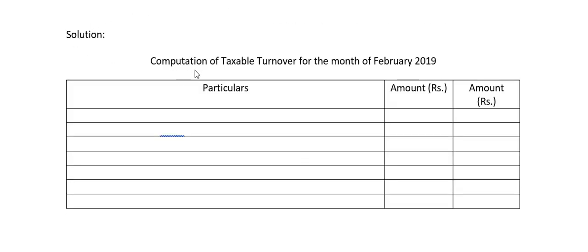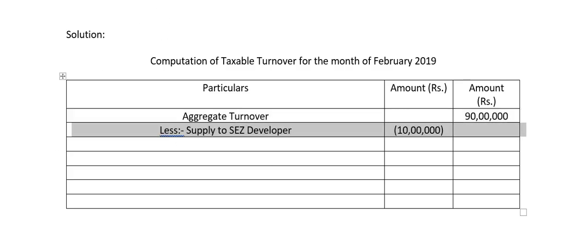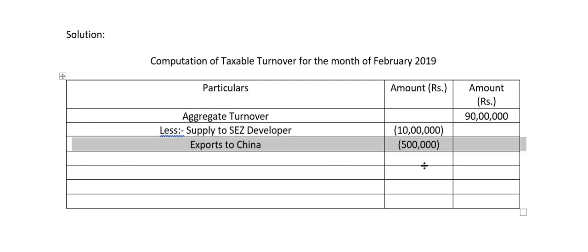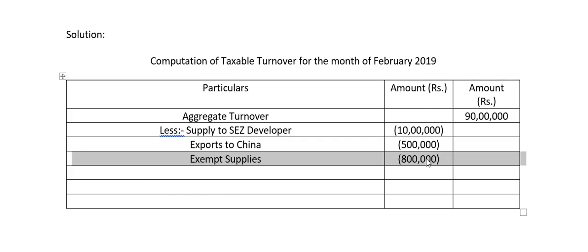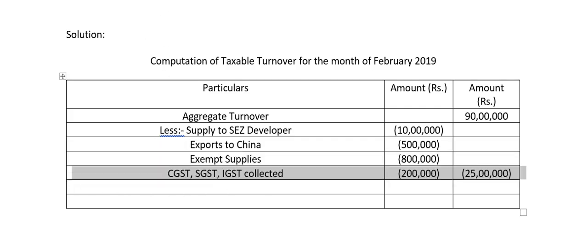We are finding out the computation of taxable turnover for the month of February 2019. First, we will take the aggregate turnover as given by the problem. Then we will deduct all those supplies which do not attract tax, so that we can arrive at taxable turnover. First 10 lakh we will deduct because it is a deemed export. Direct export to China will also be deducted. Exempt supplies 8 lakh, that also should be deducted. CGST, SGST, IGST collected 2 lakh will also be deducted.